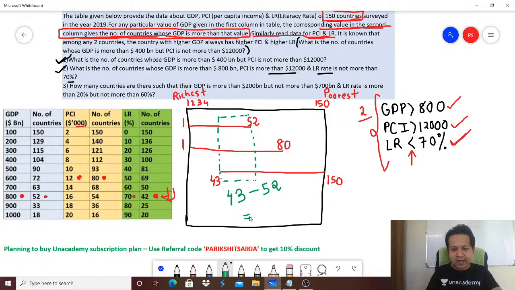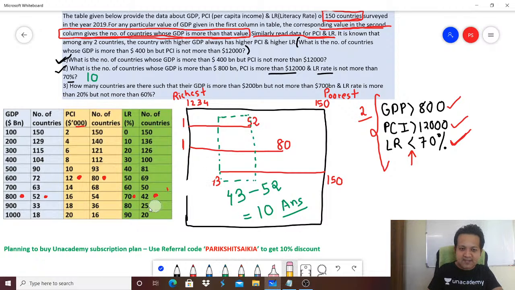How many countries are there from rank 43 to rank 52? 10 countries. Remember, this is not 9, this is 10. 43 to 50 is 8 countries, plus 51 and 52 makes it 10. So a total of 10 countries in the world satisfy all three conditions asked in question number 2. So your answer for the second one is 10. Got it? I hope it's a very easy and effective way.